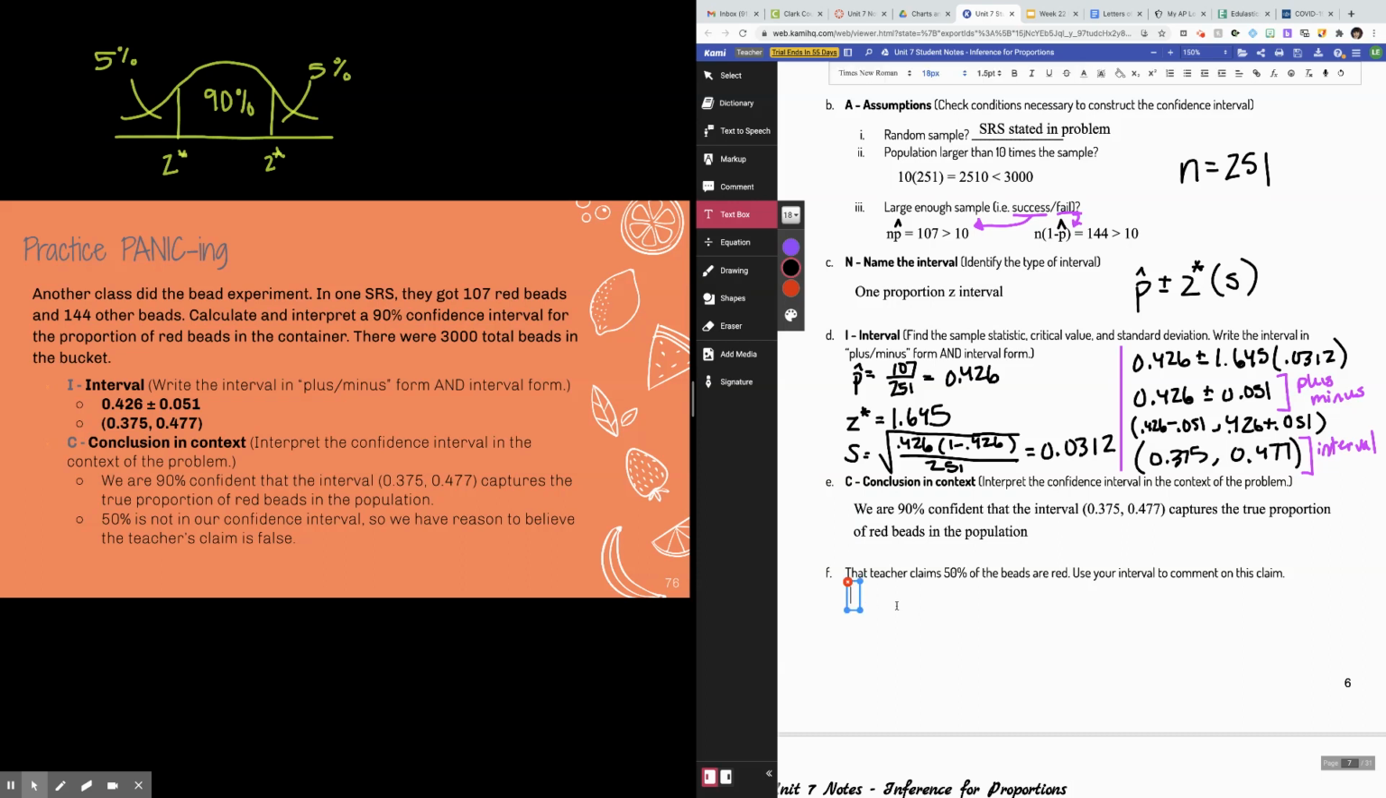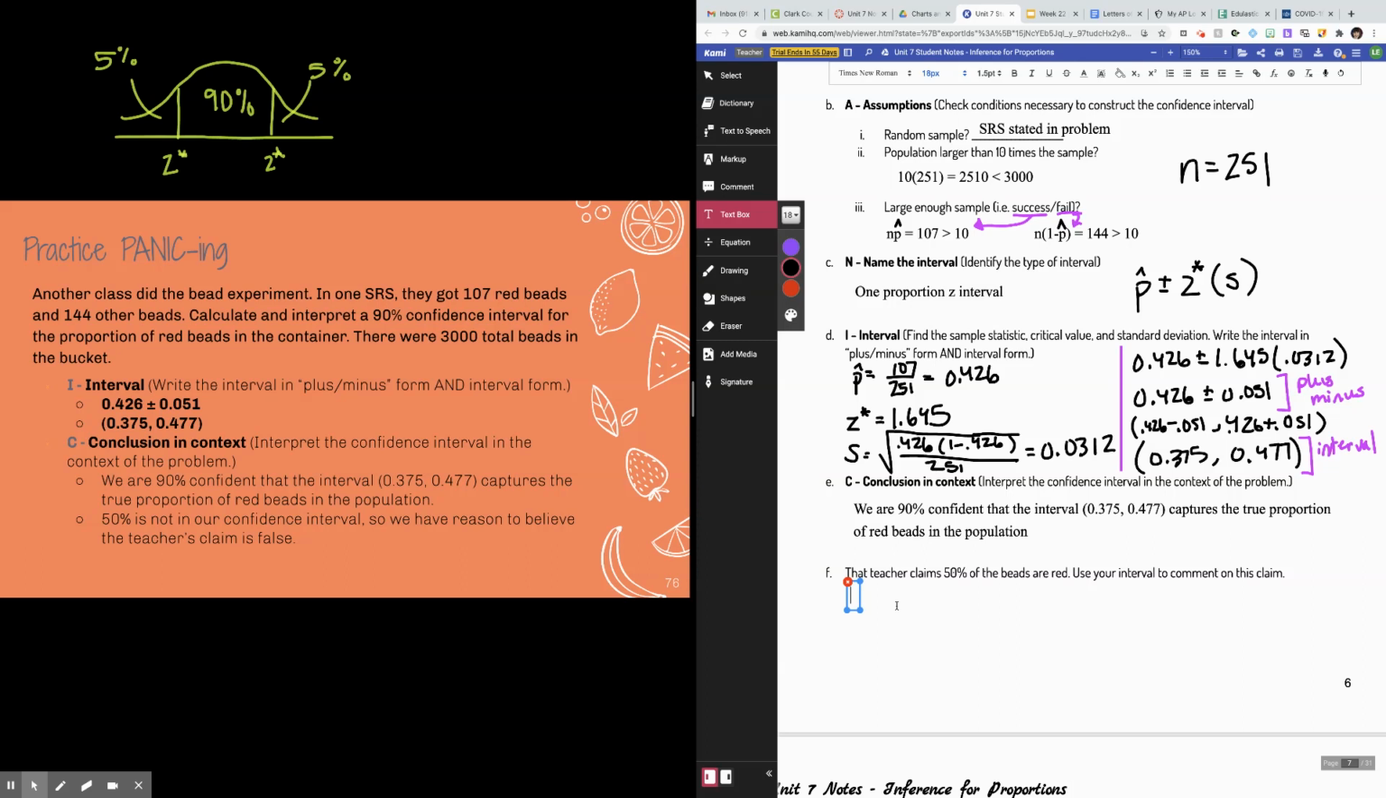Well, 50% is not in our interval. Remember that the interval you made is supposed to capture all plausible or possible values for the true population proportion. So if someone claims something is true that is not in your confidence interval, then you have a pretty good amount of evidence that their claim is false. Because remember, you made your interval and you said, I'm at least 90 or 95% confident that my interval is correct, that the true value lies somewhere in that interval.